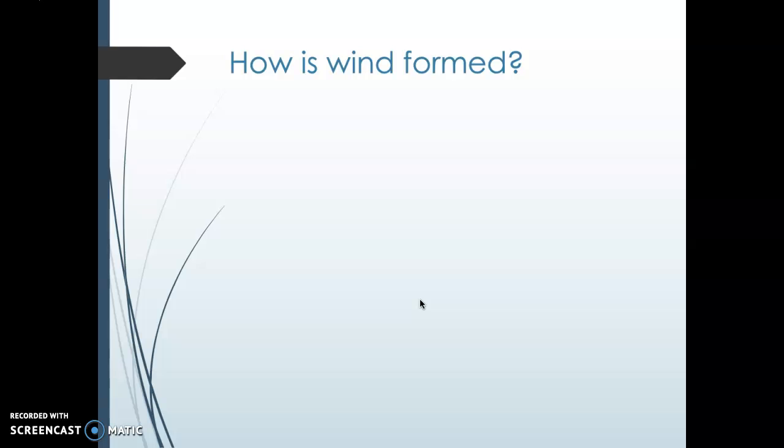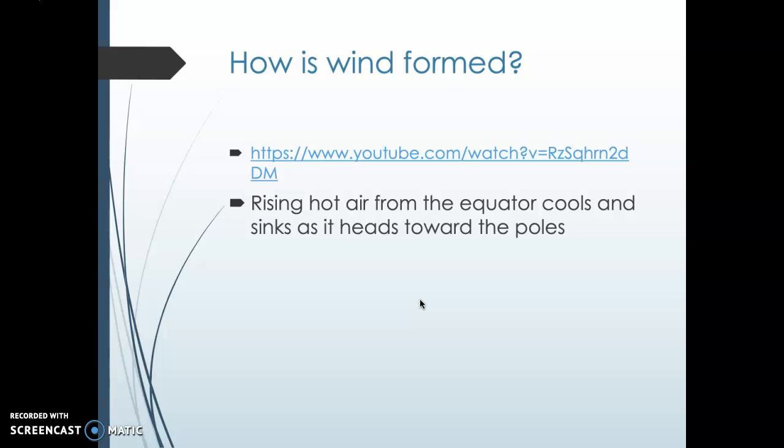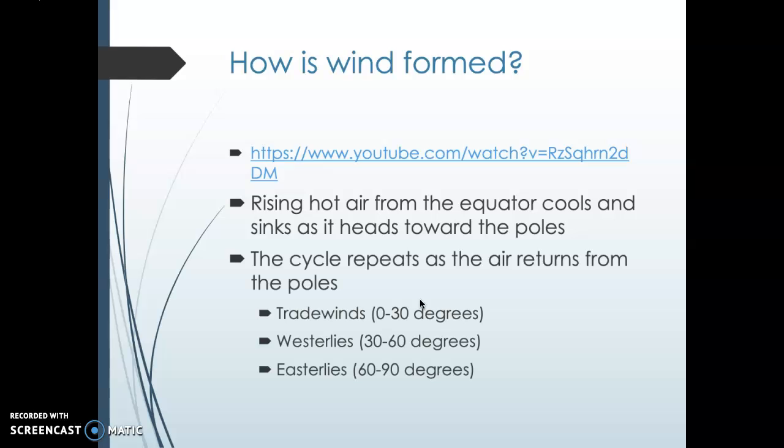So before we get into the Coriolis effect, let's briefly talk about how wind is formed. There's a great video talking about how wind is formed, but I'll do a very brief explanation here. Essentially, rising hot air from the equator cools and sinks as it heads towards the poles. The cycle repeats and air returns from the poles back down, and this is what creates wind patterns like our trade winds, the westerlies, and the easterlies. Of these three major wind patterns, the trade winds are the most consistent.